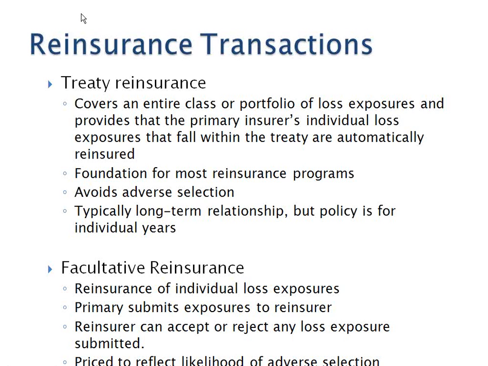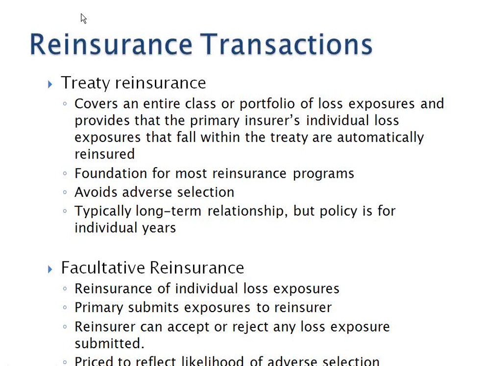So facultative reinsurance, how is this different? It's insurance for an individual loss exposure. That's where we say, okay, we're only going to write for earthquake, or we're only going to write for hurricane. That's where facultative insurance might come into play. It submits the exposure to the reinsurer. So if I say, I want to write coverage for this type of line of business or this type of exposure, the reinsurer can say yes or no.